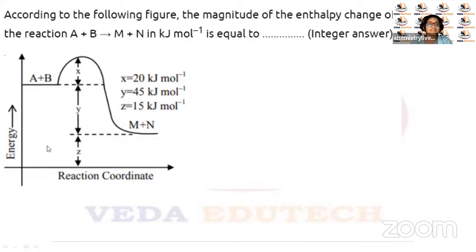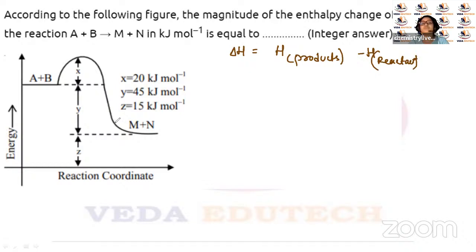What is given in the next question, children? The magnitude of enthalpy change. Okay, delta H being asked. Delta H we know from thermodynamics that it is the enthalpy of products minus enthalpy of reactant. Yes or no, children? So enthalpy of product minus enthalpy of reactant gives you the delta H.